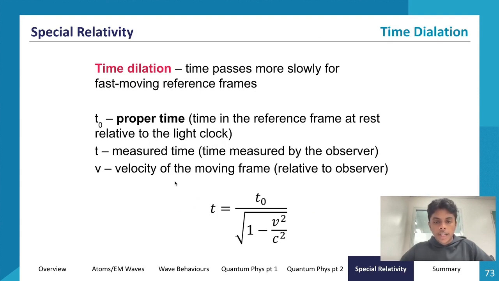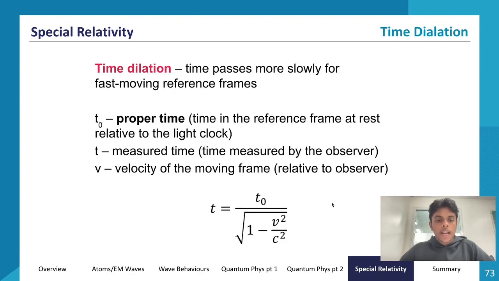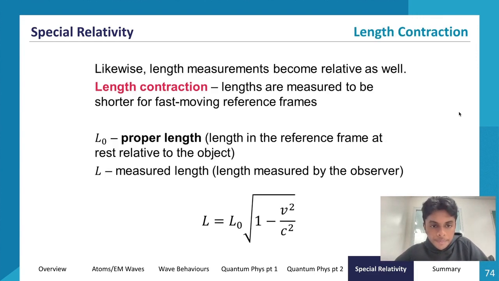T is the measured time, so the time measured by the observer. So T is the time that I measure for light to travel down and up. And the velocity of the moving frame is the velocity relative to the observer. To find the dilated time, we followed this formula, which is in your formula sheet: T equals T naught over root 1 minus V squared over C squared. So you don't need to worry too much about it.